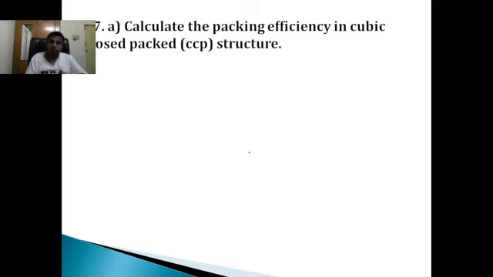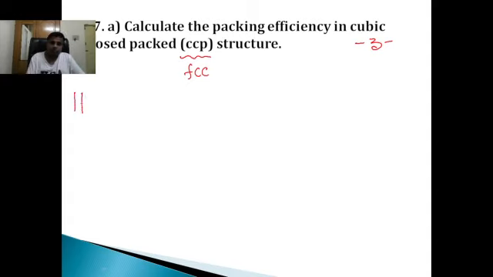So here comes the first one. Very well-known question, a common question, and yet a very important question. You have to calculate the packing efficiency in cubic close packed structure. This is a 3 mark derivation. Cubic close packed is nothing but FCC, face centered cubic structure. So shall we understand how to calculate the packing efficiency? 3 marks. You have got to write all the steps. Yes, let us do it.